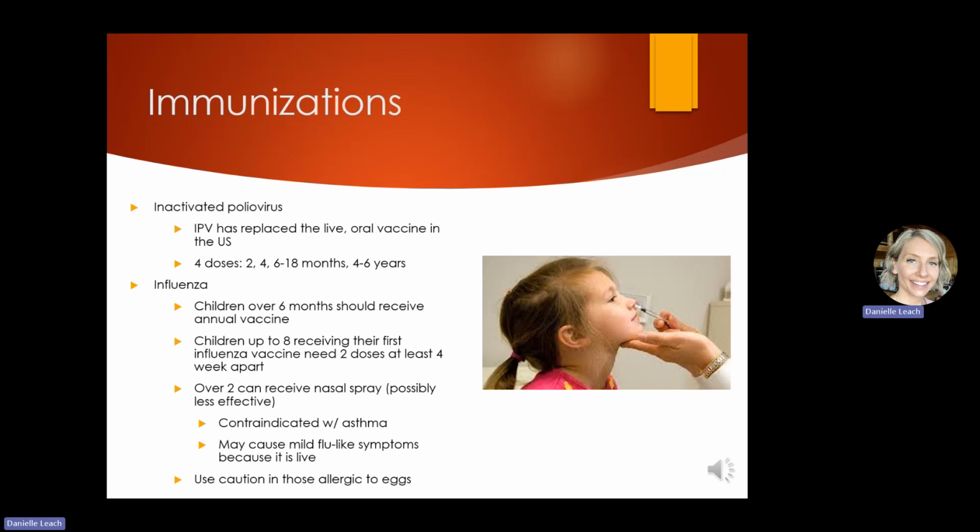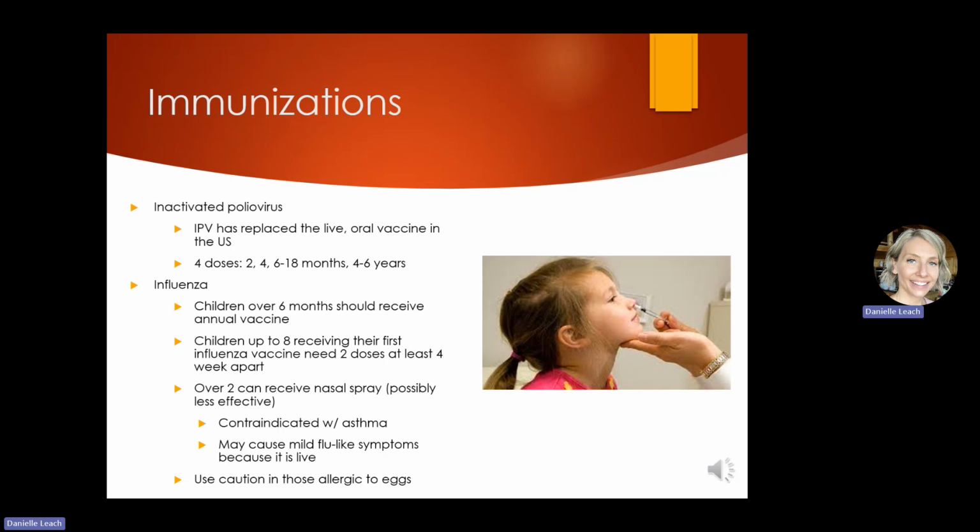The inactivated poliovirus immunization is for polio. So the newer version of this is inactivated. The older version was a live oral vaccine in the United States. That one had some more side effects and contraindications. So now it's inactivated, so it's safer, and we can give it to children who are immunocompromised in most instances. It is given in a series of 4 doses at 2, 4, 6 to 18 months, and then 4 to 6 years.